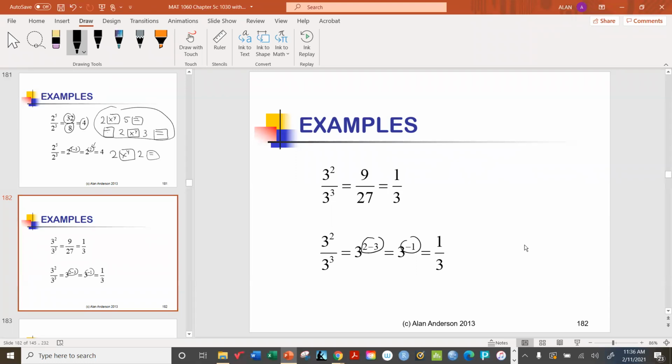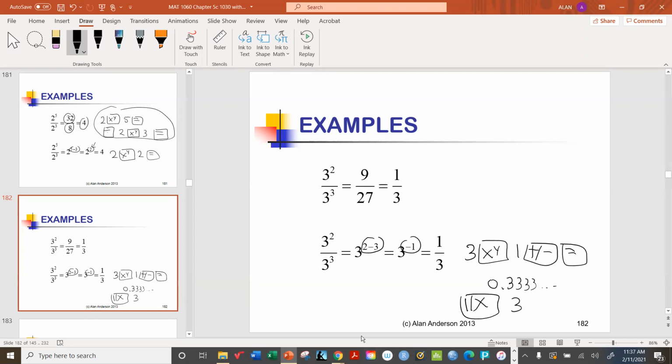In fact, if you go to your calculator and type 3 raised to the minus 1, don't forget, you need that plus minus thing. It'll give you 0.3333. And if you want to confirm that this is 1/3, you can hit the 1 over x button and it will give you a 3.